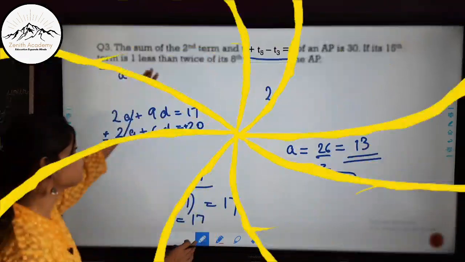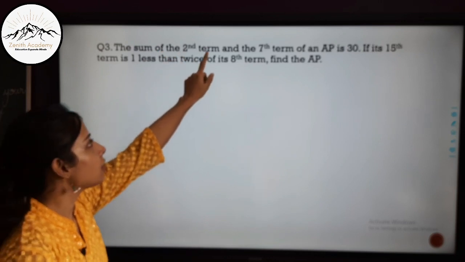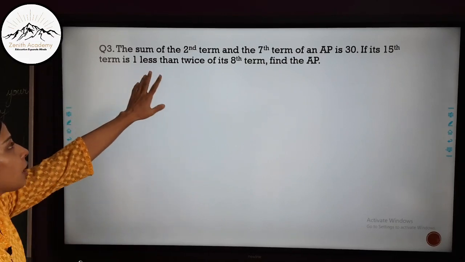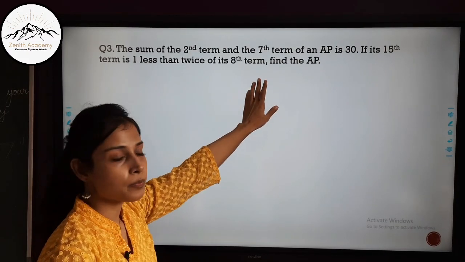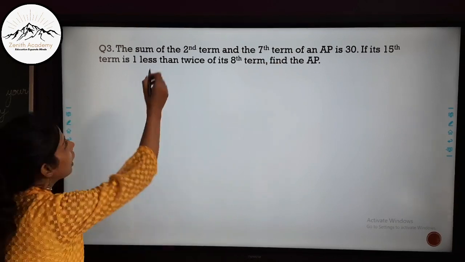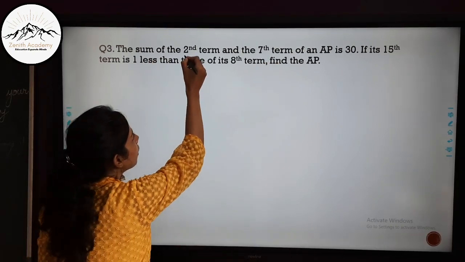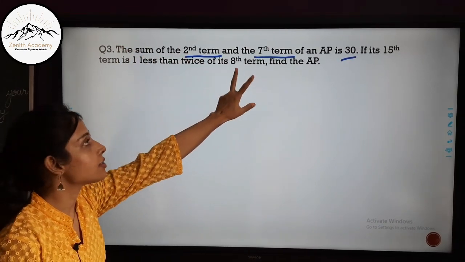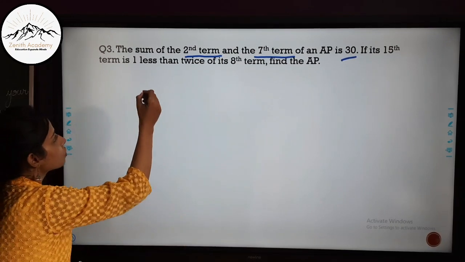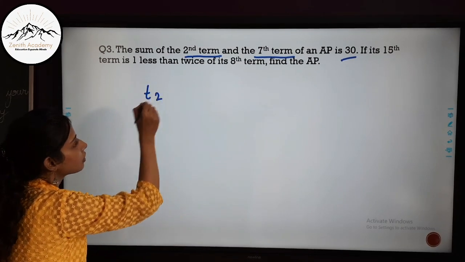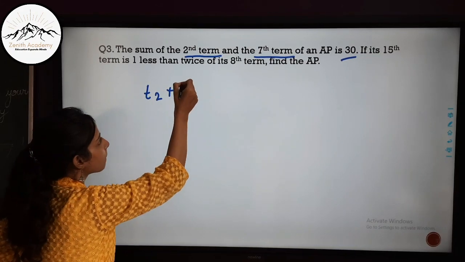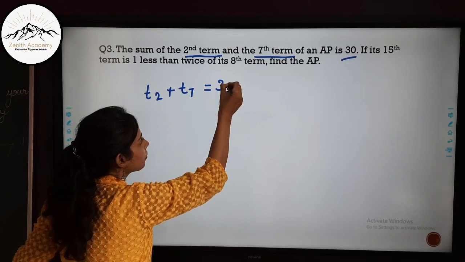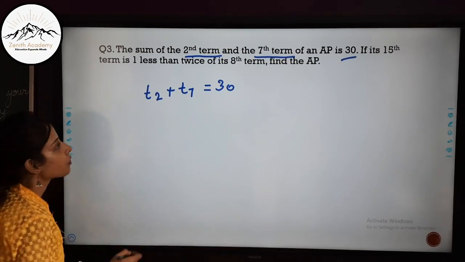Let's move on to the next question. The sum of the second term and the 7th term of an AP is 30. If its 15th term is 1 less than twice its 8th term, we need to find the AP. In this type of question, what are we given first? We are given the sum of the second and 7th term as 30. So this means T2 plus T7 is equal to 30. This is what we are given.